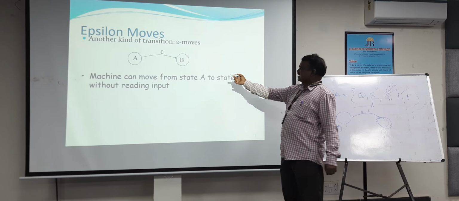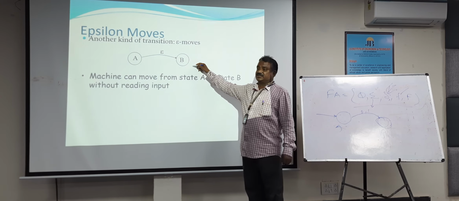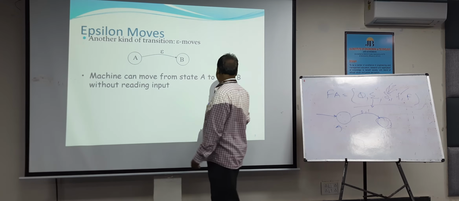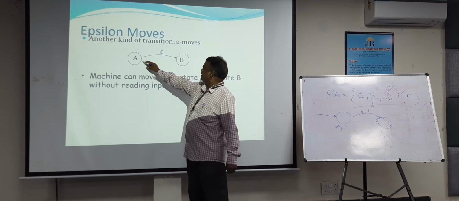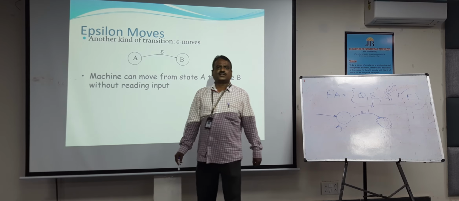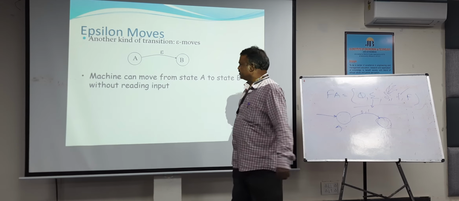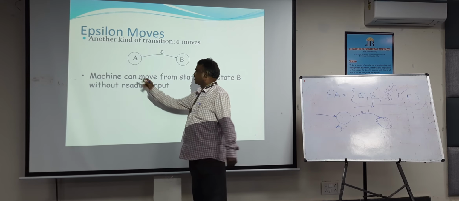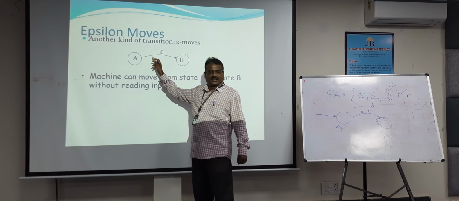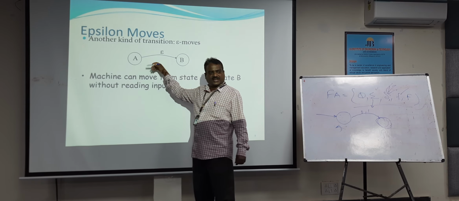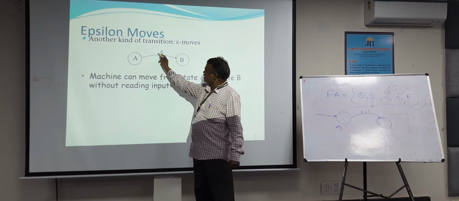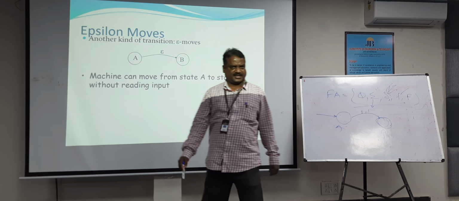Same thing, another kind of transition is the epsilon move. An epsilon move can go from A to B. Epsilon has no value, an empty value. Even though the transition will take the path, it will not have any input or any reading. We don't have any input, and then only the epsilon path will take place.